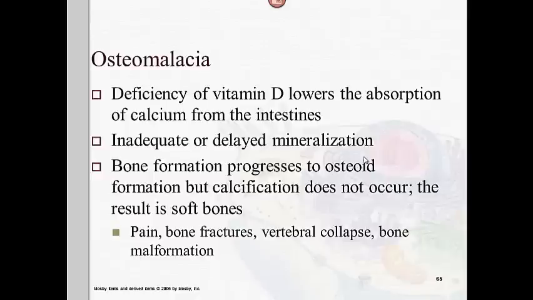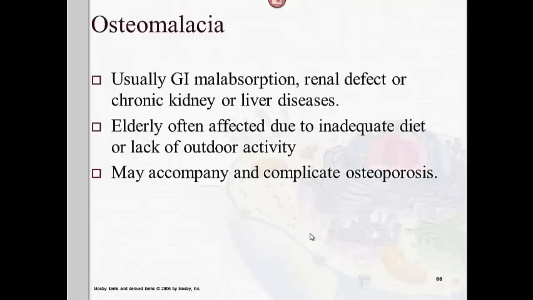There is also subperiosteal cortical bone resorption, bone deformities, multiple pathological fractures. The bone formation and calcification never occurs. There is pain, bone fractures, collapse of the vertebra, and bone malformations. Patients that have GI malabsorption, renal defects, chronic kidney disease, or liver disease most commonly have this disorder.